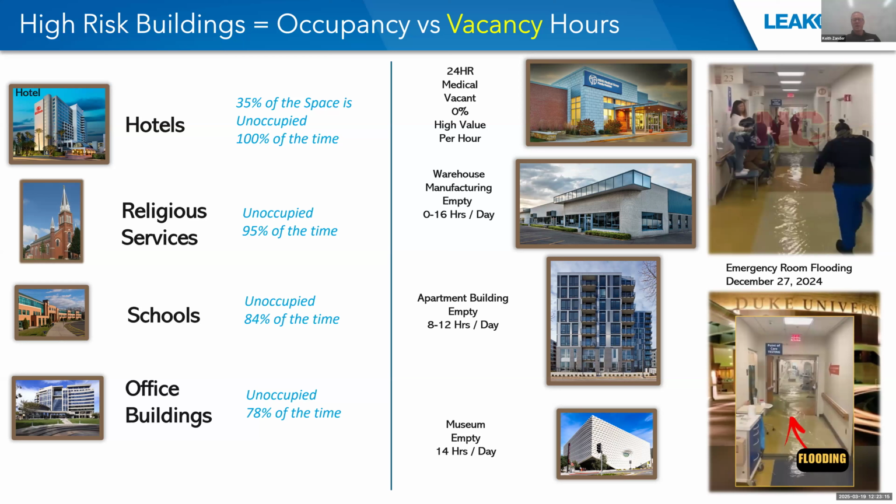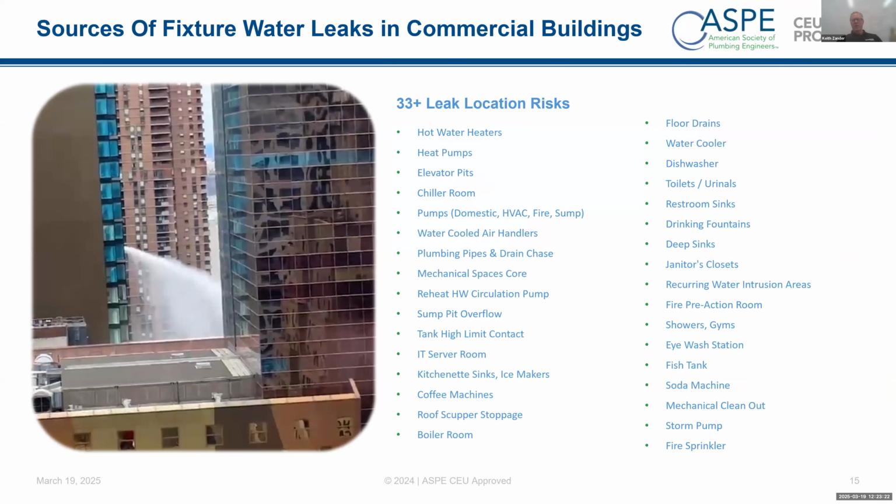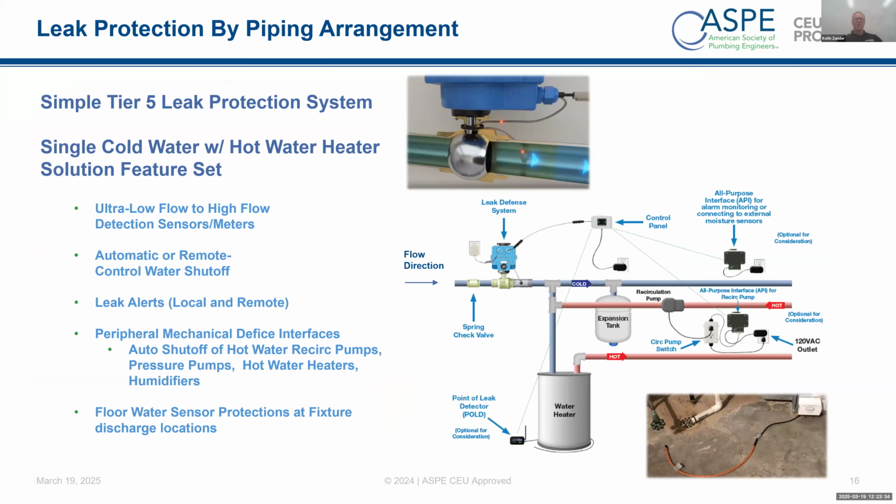And then warehouse manufacturing, here are the empty rates, apartment buildings, museums. You can go through those later. Sources of water: fixtures, you name the fixtures. I've got 33 listed right here; there's probably about 50 or 100. It's probably not comprehensive, but the bottom line is that in a lot of these locations, you need to pay attention and either place sensors so the usage of that water can be monitored and measured, or sensors on the floor, like the bottom right-hand corner there.